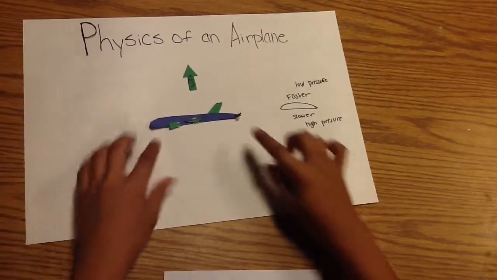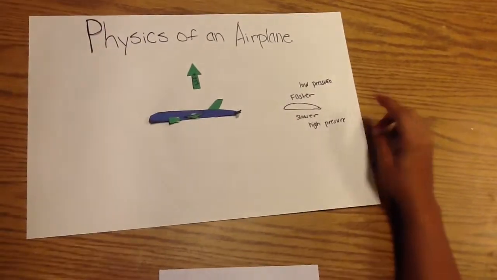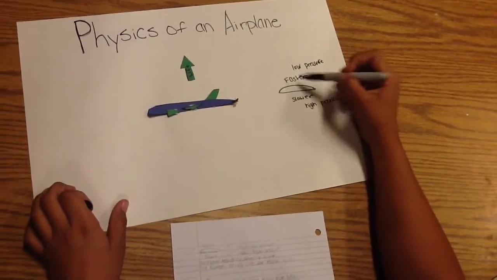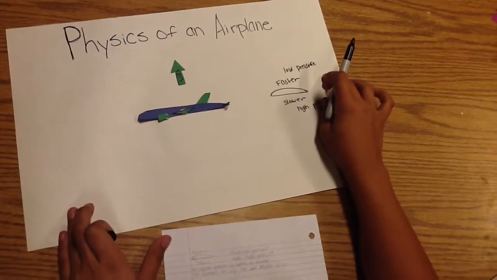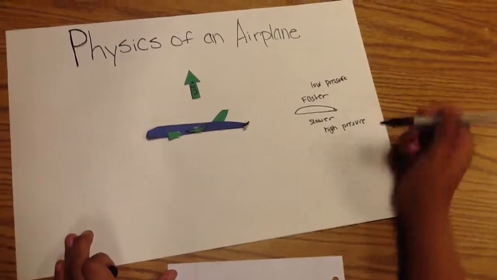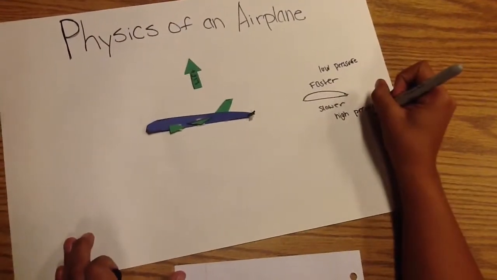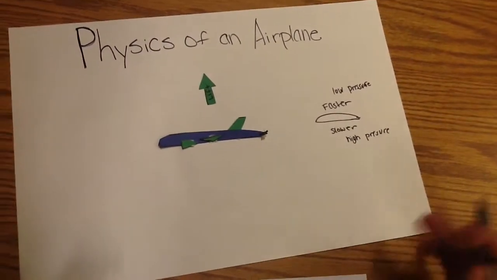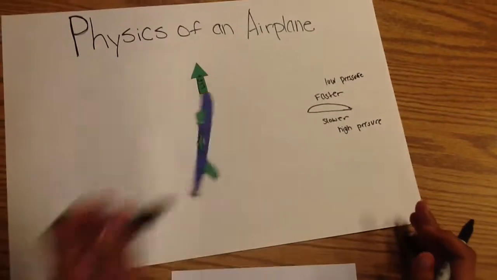Lift of the airplane is what makes it go up. The wing is shaped like this, and it has to have faster air on the top and slower air on the bottom, so that the wing goes faster on the top and slower on the bottom. The slower air has higher pressure, so it lifts up, and the faster air has lower pressure, so they won't have much weight on the plane.